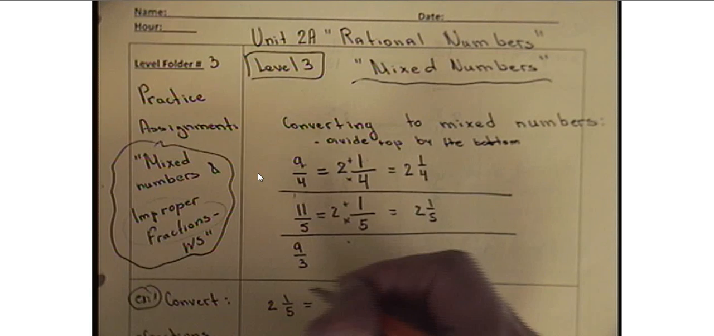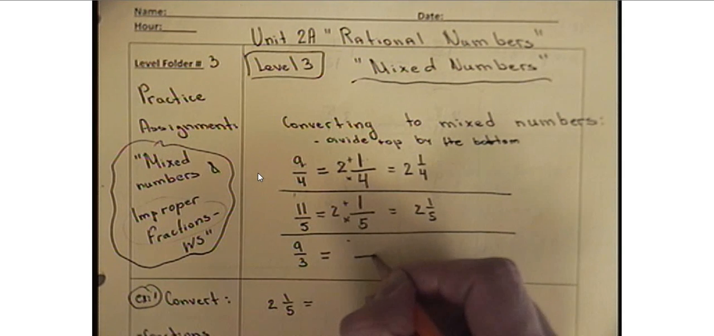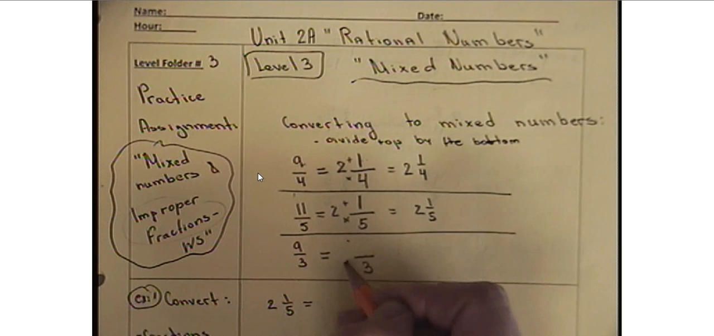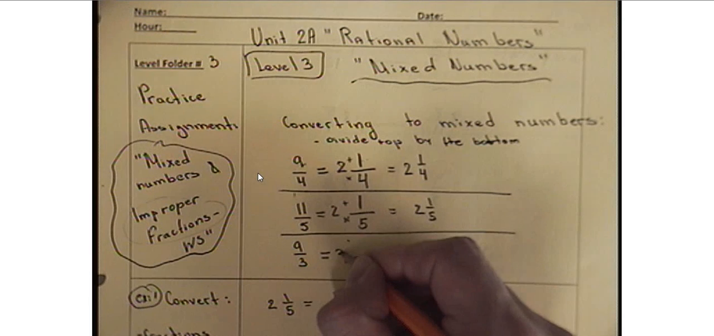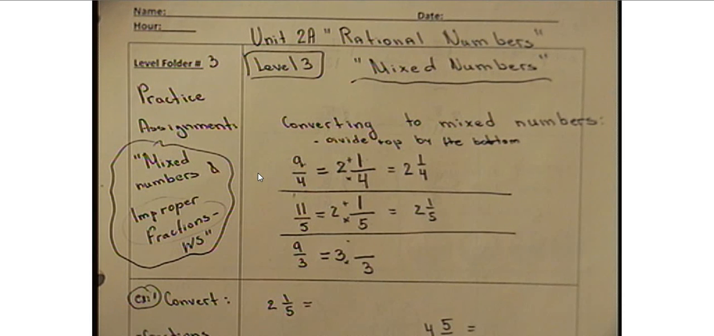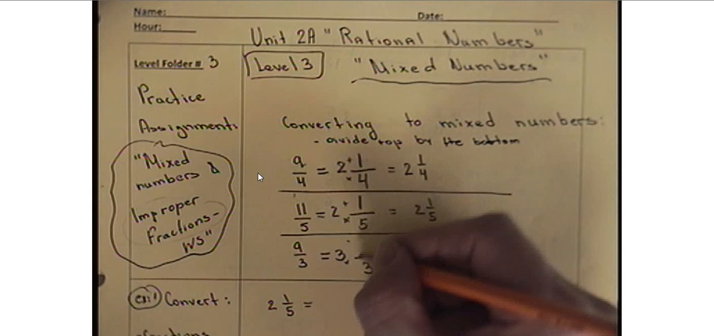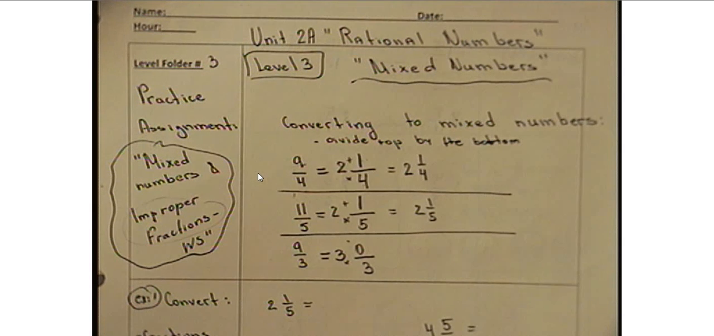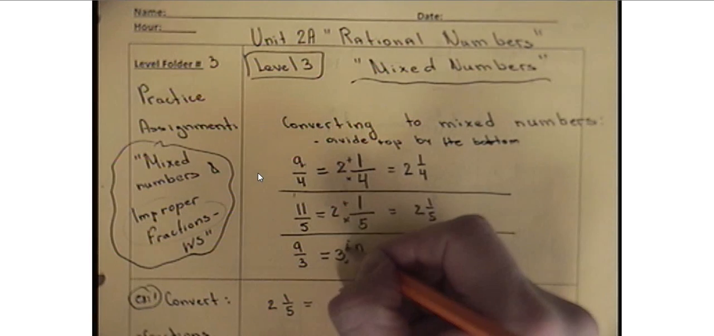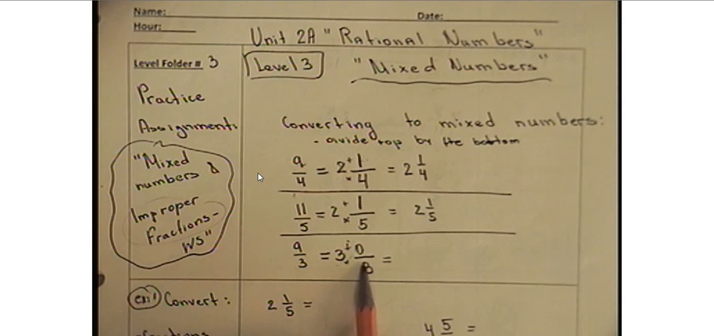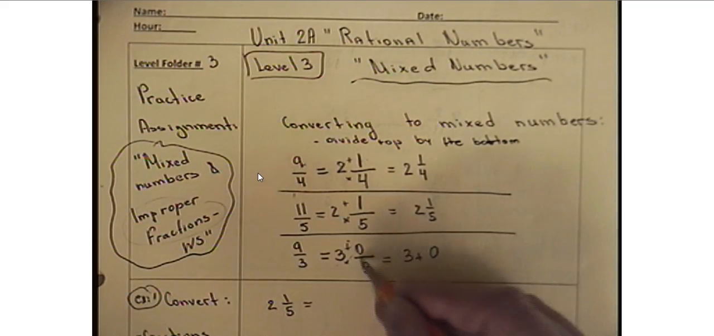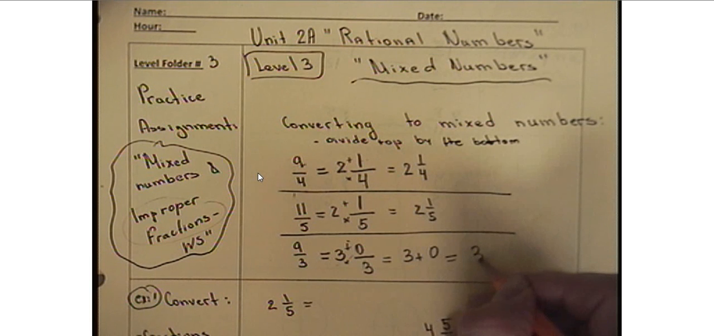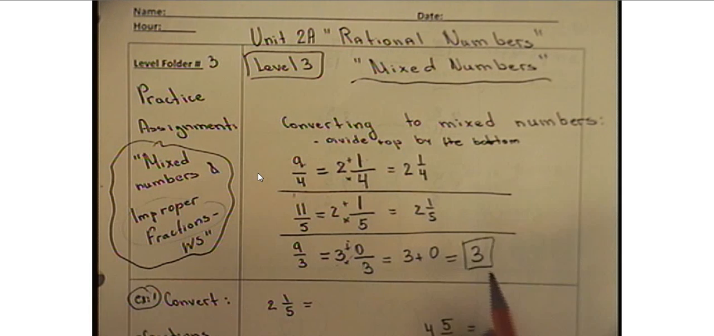So let's try the third one. Same thing. We write down number 3, and now 3 goes into 9 how many times? 3. And 3 times 3 is 9, plus what? Plus 0 will give me the answer. So basically, this is the same as 3 plus 0 because 0 over 3 is 0. So 3 will be the final answer. 9 divided by 3 is 3.